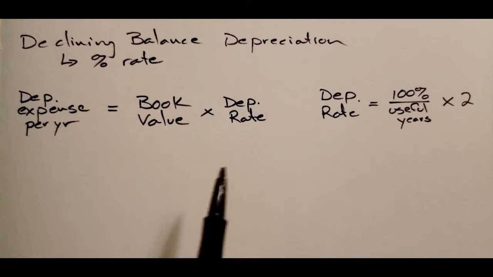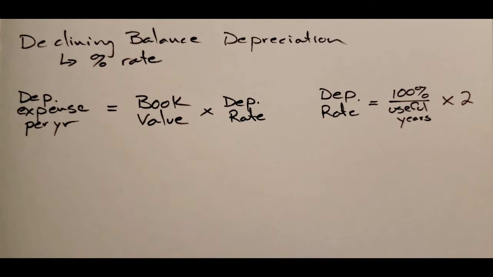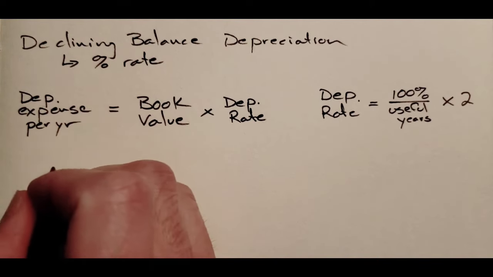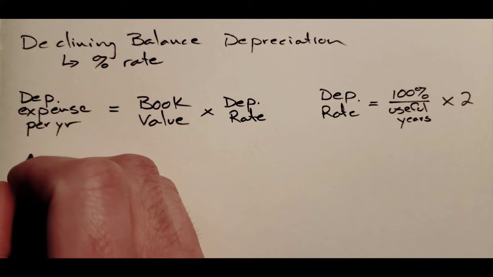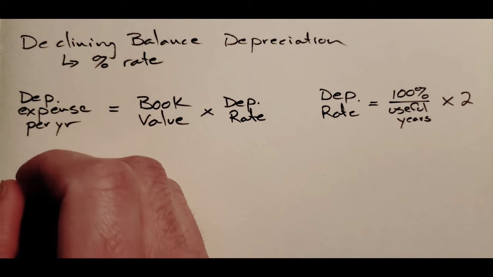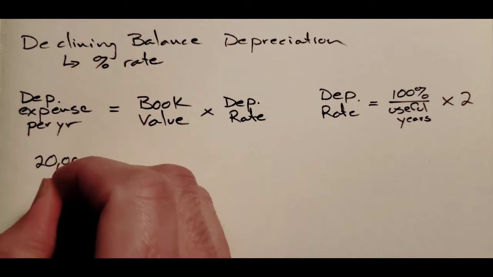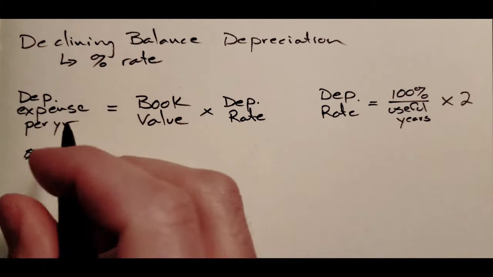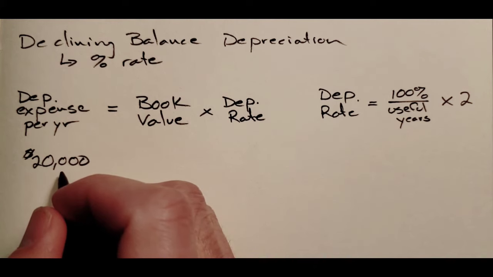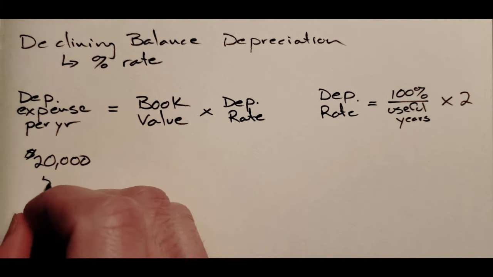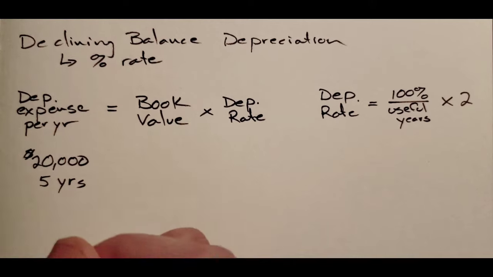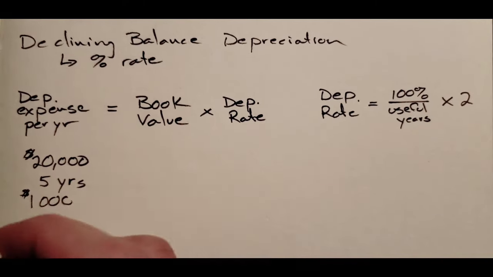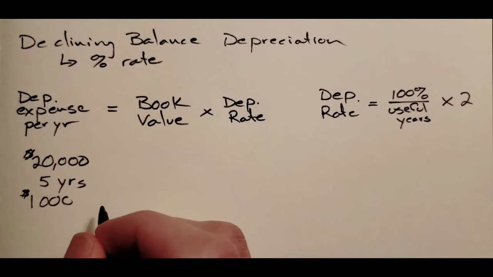So if we look at an example, the example in your notes is actually the same example from the units of production, but it can be figured out with declining balance as well. It was a $20,000 asset, a truck, and we don't really need to know the number of miles that it's driven, but we do need to know that it was 5 years for useful life and $1,000 for the salvage value.